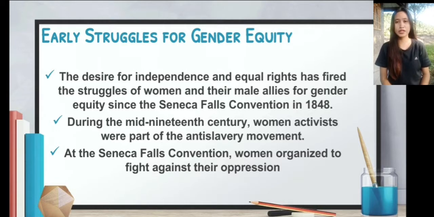At the Seneca Falls Convention, women organized to fight against oppression. This endeavor includes some male allies, notably Frederick Douglass and white abolitionists, fighting against slavery and for all people's human and civil rights. However, at the time, the majority of women did not support the women's movement. They did not consider their circumstances to be harsh and saw their duties as spouses and mothers as natural.